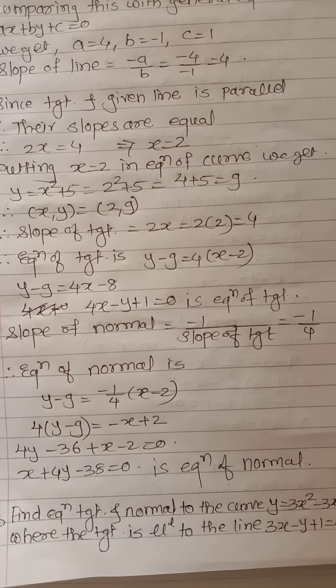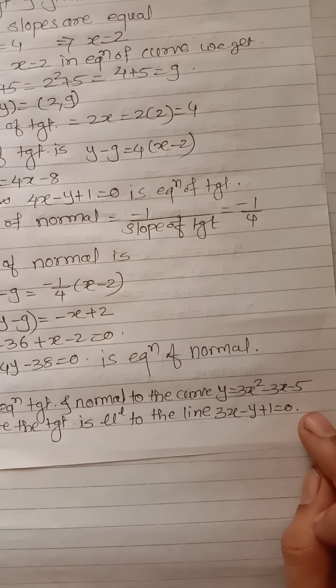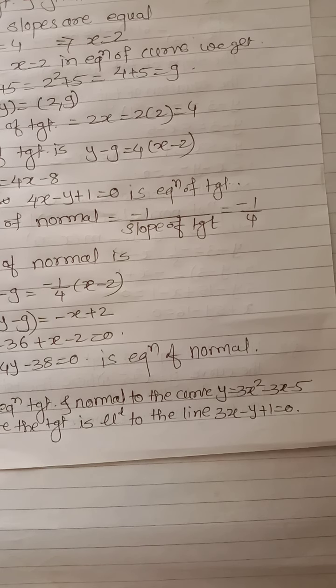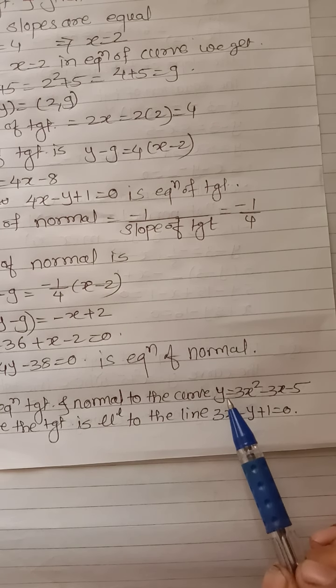Okay, and the last question of exercise 4.1 is what? Find the equation of tangent and normal to the curve y is equal to 3x square minus 3x minus 5, where the tangent is parallel to the line 3x minus y plus 1 equal to 0. But refer to your question number 2 here. The same question is asked in question number 2. So here, what you have to do, I will explain. You have to differentiate this with respect to x.